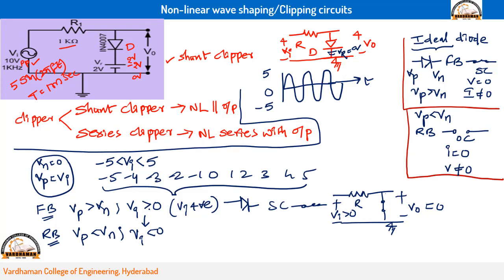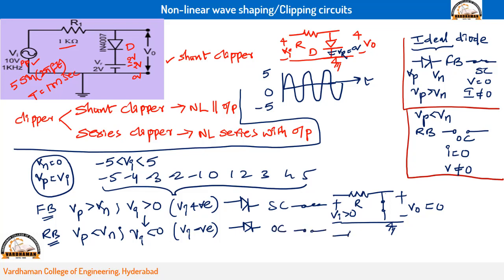First condition is Vi is greater than 0. Second condition is Vi is less than 0. In this particular condition, what is the input range? Input is the negative half cycle now. When you have taken the negative half cycle, the diode is under reverse bias, and in reverse bias the ideal diode can be replaced by an open circuit.